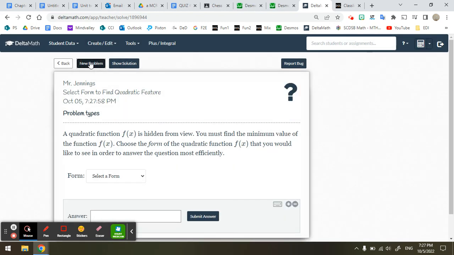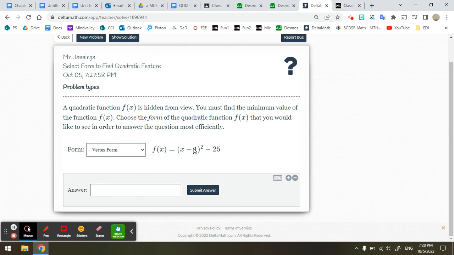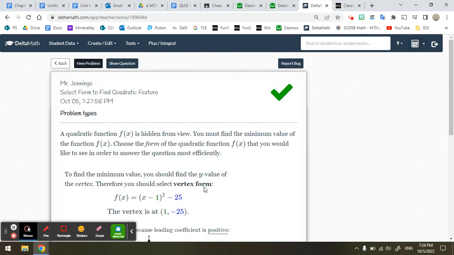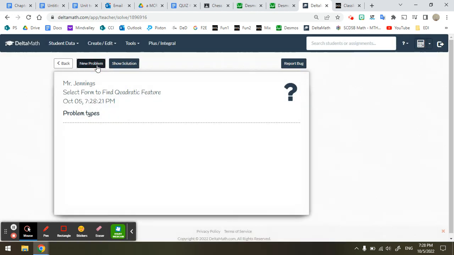Okay, let's look at another one. We want to find the minimum value. If we want to find a maximum or minimum, you want vertex form. So here the vertex is at (1, -25). So the minimum value of this quadratic is minus 25. It's the y value of the vertex. Submit that answer. Yay.